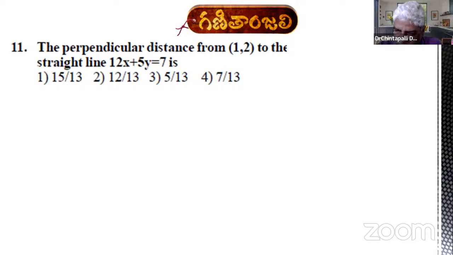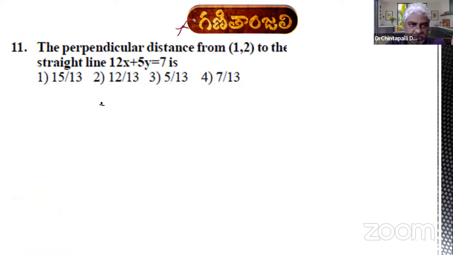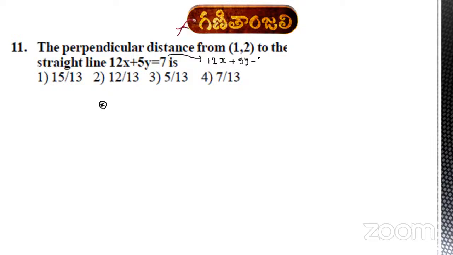Here the point is 1 comma 2. So it's going to be 12 plus 10 minus 7. The line is 12x + 5y - 7 = 0.